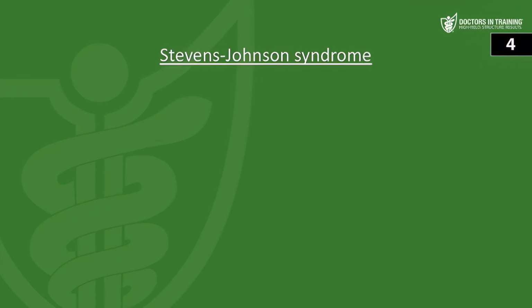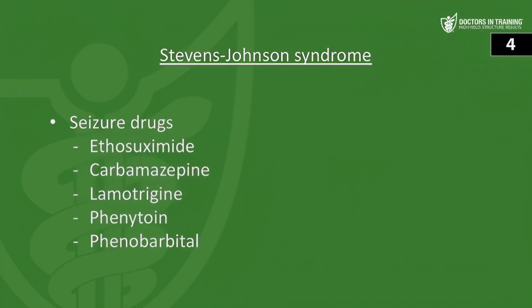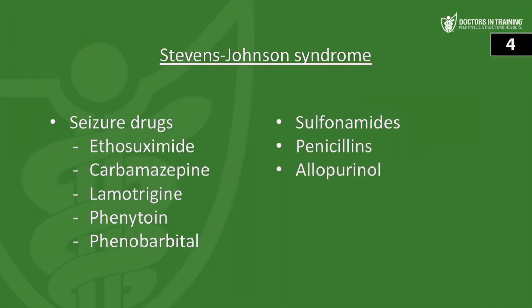Next, we have Stevens-Johnson syndrome. Remember, this includes seizure drugs, sulfonamides, and penicillins. Those are the general rules. Your seizure drugs are going to include ethosuximide, carbamazepine, lamotrigine, phenytoin, phenobarbital. The one outlier that doesn't fit into this situation is allopurinol. That's another drug that can cause Stevens-Johnson syndrome. So remember, seizure drugs, sulfonamides, and penicillin.